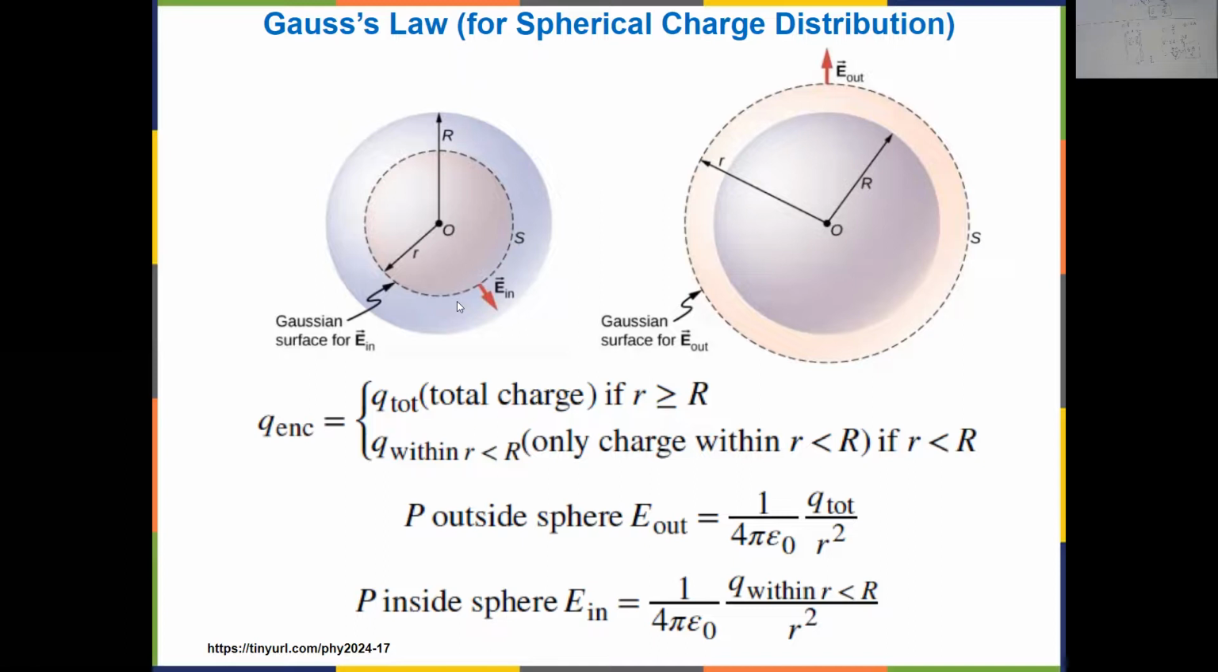So the question would be, what would be the electric field inside the volume and also outside the volume, a distance r away? In the first case, your r is less than or equal to the radius capital R. In the second case, your radius small r is greater than capital R.